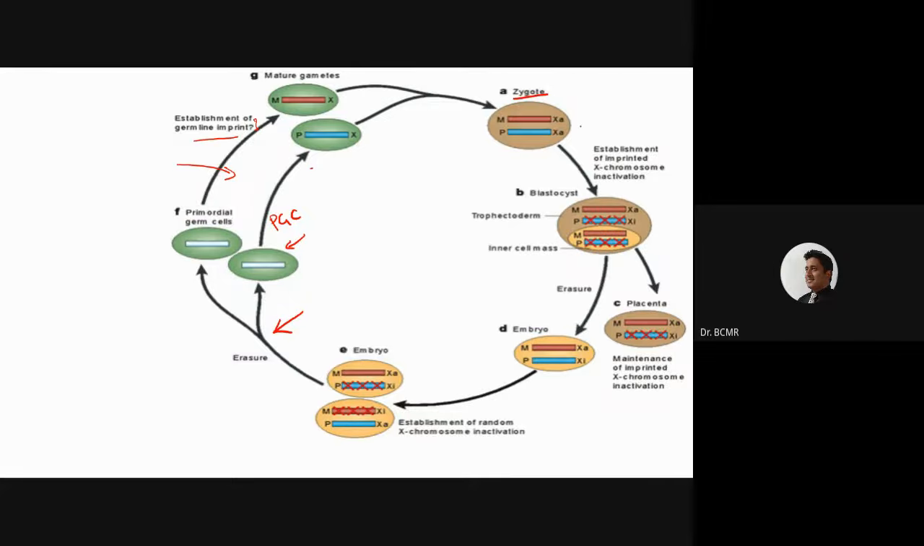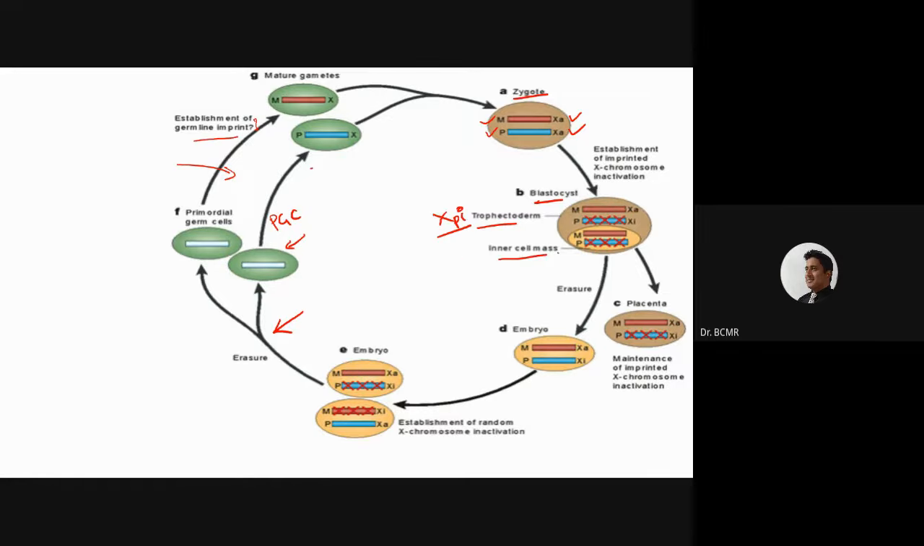And in the zygote, you have two X chromosomes active, maternal and paternal. And by the time it forms a blastocyst, we have two different cell types, trophectoderm and inner cell mass. In the trophectoderm, it's always the paternal X chromosome that is inactivated.